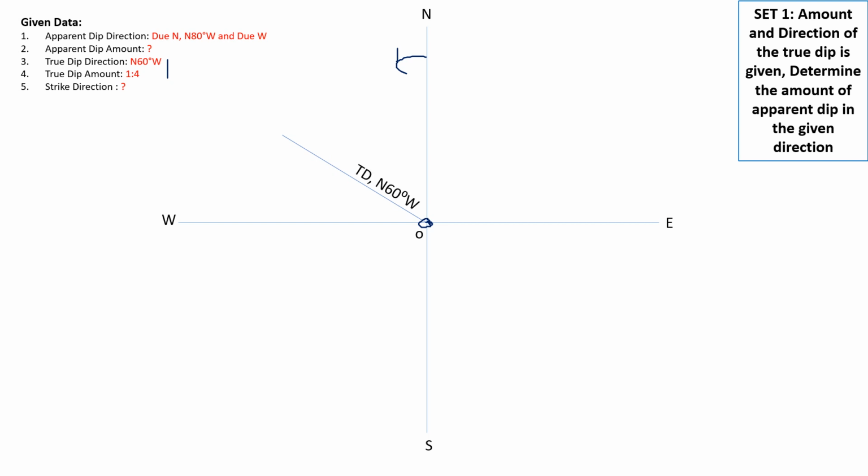Now I'll write down first what it is. It is a true dip in direction of north 60 west. Then I'll measure 1:4 from the point O. I'll measure 4 centimeters here. I'll mark the point and name it as point A. Now after this, I'll write down again how much is the amount, 1:4. Then I'll mark the true dip.